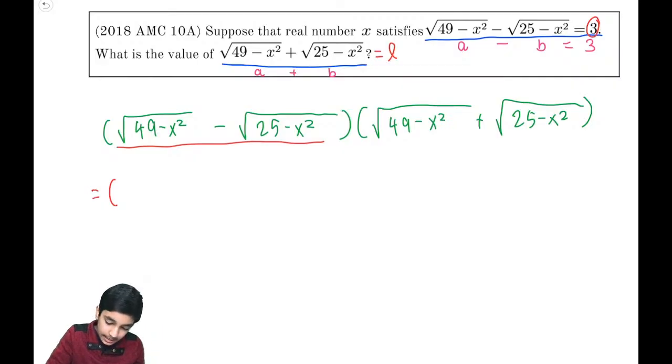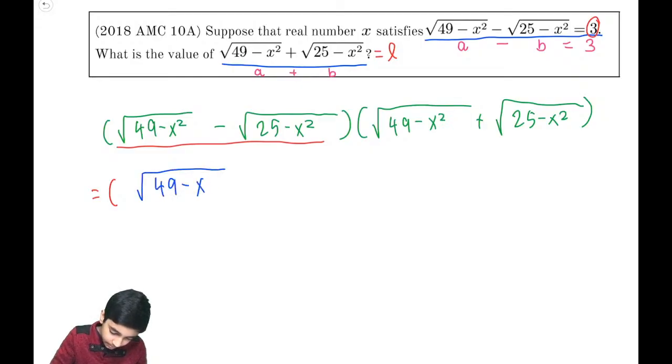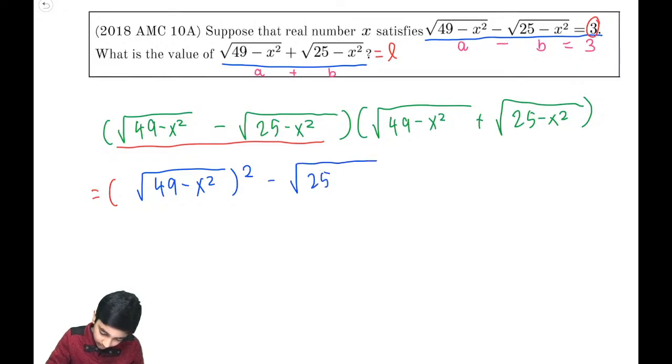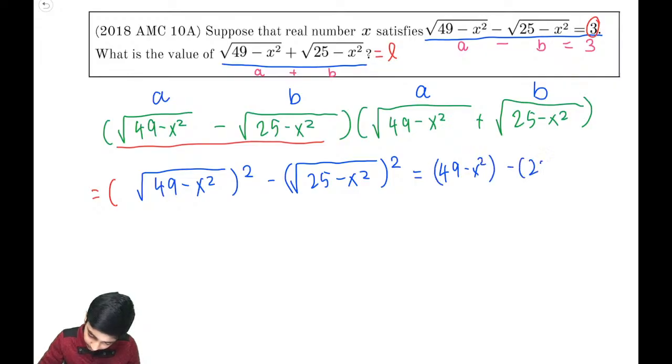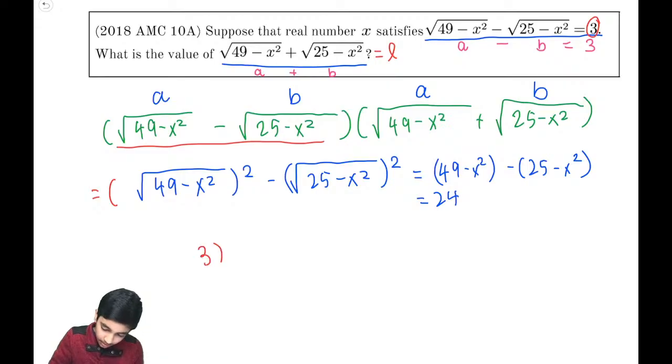So this is just going to be equal to the square root of 49 minus x squared minus the square root of 25 minus x squared, by difference of squares, because this is a minus b, this is a plus b. And then this is equal to 49 minus x squared minus 25 minus x squared, equal to 24. But then we know that the first quantity is equal to 3, so we have 3 times the second quantity.